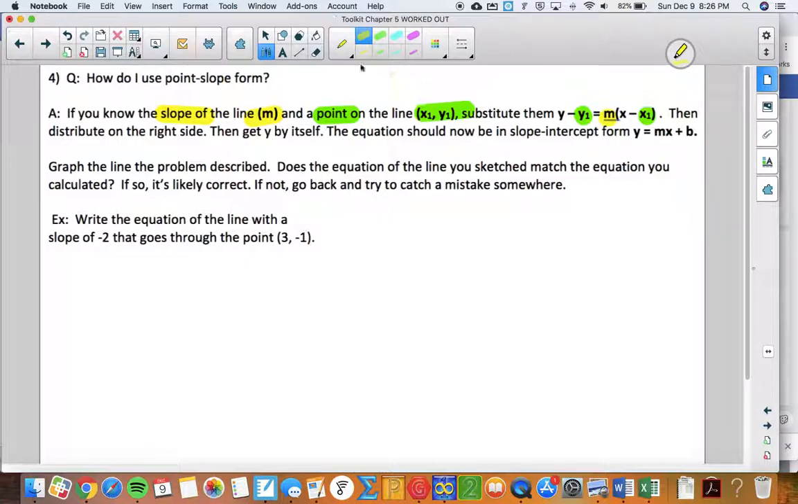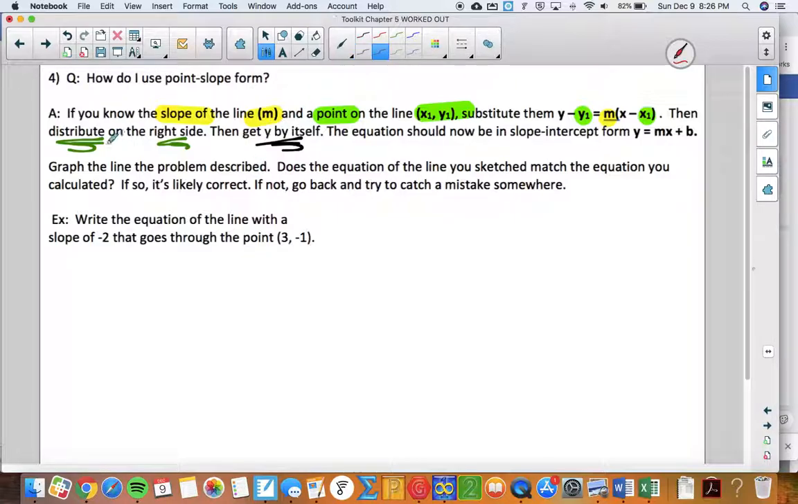Now, that's a great first step. Then you use a step that you're all familiar with. You distribute on the right side, and then you get y by itself by undoing some addition or subtraction. And then that will miraculously get the equation in slope-intercept form.